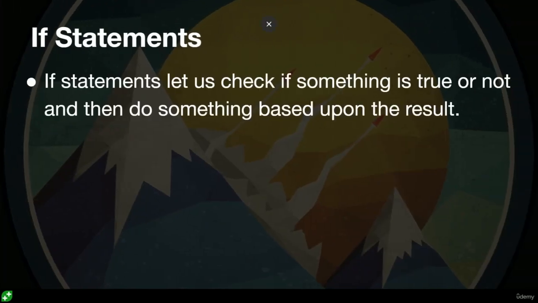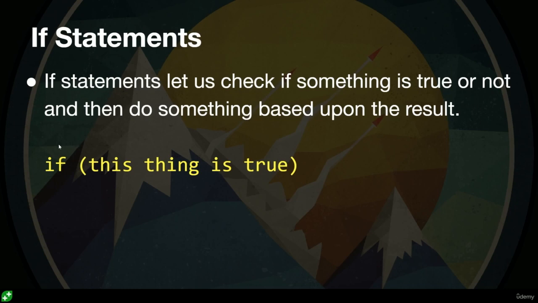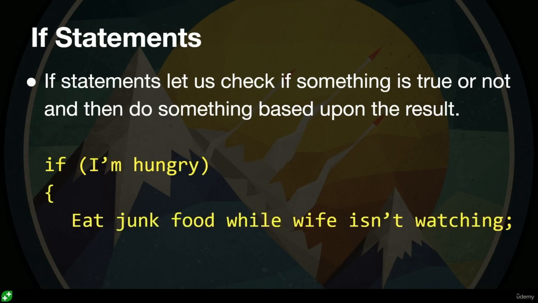Let's talk about if statements just briefly here. An if statement lets us check if something is true or not, and then do something based upon the result. This is how the syntax looks in C#. We start with the if keyword, and then in parentheses, we have the thing that we want to know if it's true or not. So we need to write something in there saying, is this particular thing true? And then in our code block, we have what it is that we want to have happen if that thing actually is true. So for example, for me, it might be if I'm hungry right now, then eat junk food while my wife isn't watching. That could be my if statement. You can tell what's on my mind at the moment. And if I'm hungry turns out to be false, then we don't even consider what's in the statement here.